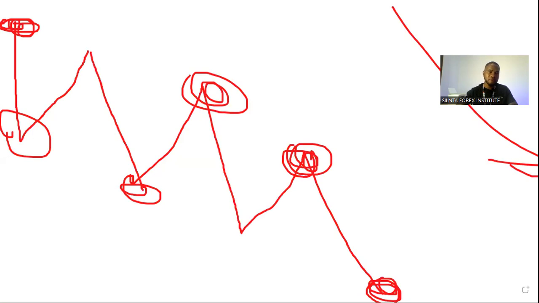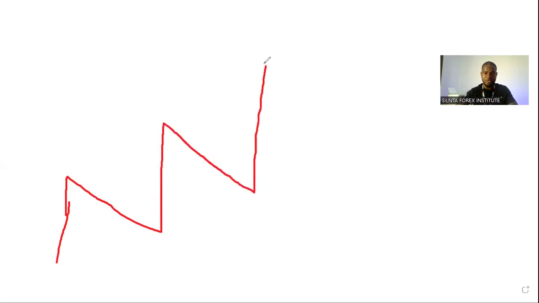So meaning, let me erase or remove these things. In case of an uptrend, the market will go down. No, up. The market will go up, then down, then go up, then down, then up. So this kind of behavior, this will be a resistance. This is a resistance. Then this is a support, and then this is a support.